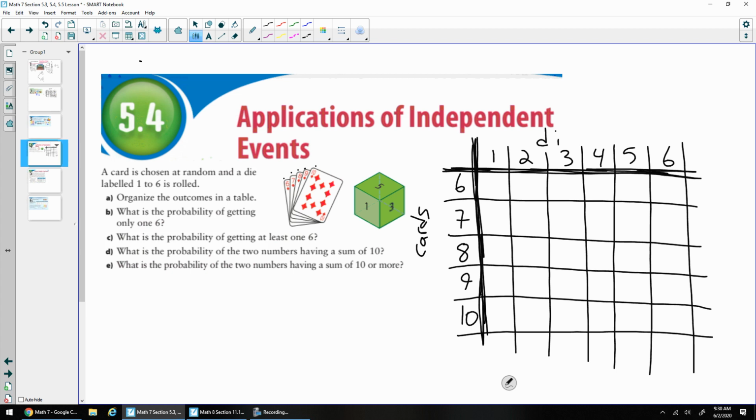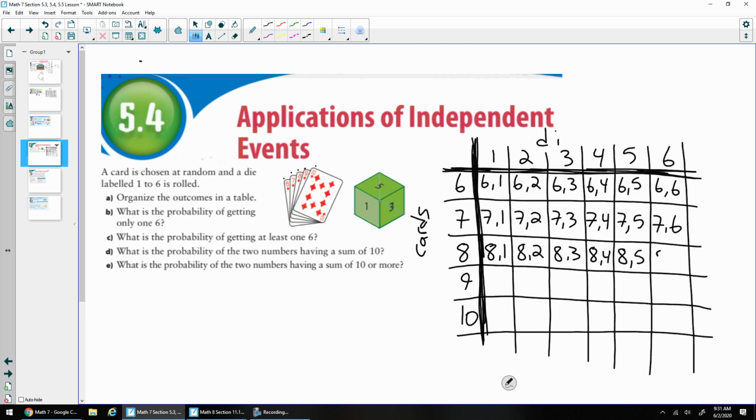So you could get a 6 and a 1. And again, it doesn't really matter what order you put these in. I'm just doing the ones that are going up and down first. You get a 6 and a 2, 6 and a 3, 6 and a 4, 6 and a 5, 6 and a 6. You get 7 and 1, 7 and 2, 7 and 3, 7 and 4, 7 and 5, 7 and 6, 8 and 1, 8 and 2, 8 and 3, 8 and 4.